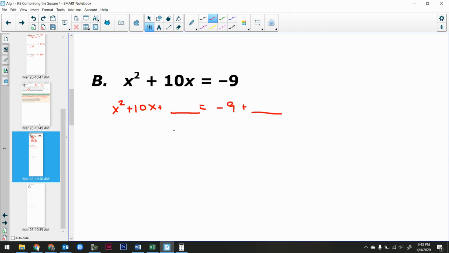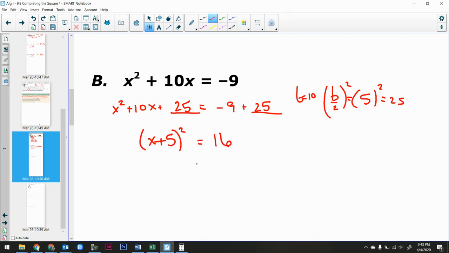All right. So my b value is 10. So b over 2 is 5. So that means b over 2 squared is 25. So this is a 25 that gets added to both sides. Now, this factors into x plus 5 squared.